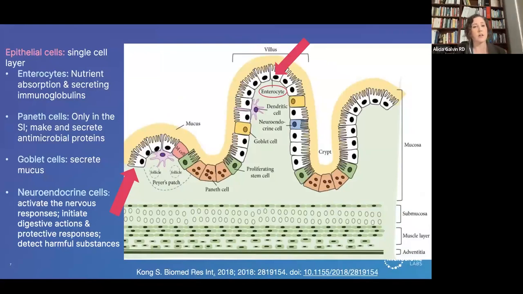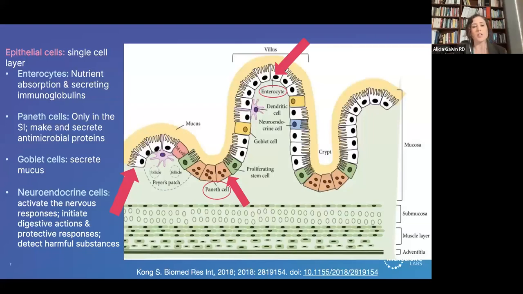Now, enterocytes are our intestinal cells. They help with nutrient absorption. They help with secreting certain immunoglobulins like secretory IgA. They have the villi, which are little finger-like projections that help with that absorption. You then have Paneth cells, which are only in the small intestine. They help to make our own natural endogenous antimicrobial proteins. So we have a system in our GI tract, in our epithelial layer, that is supposed to make our own defense mechanisms. Beta defensins are an example that help to deal with any pathogens that might be coming in.